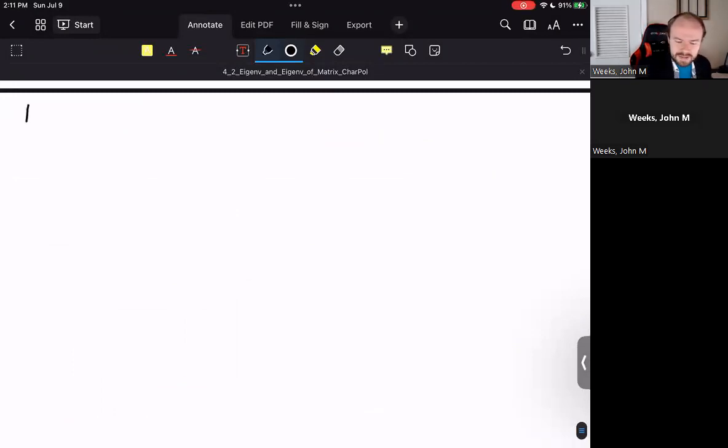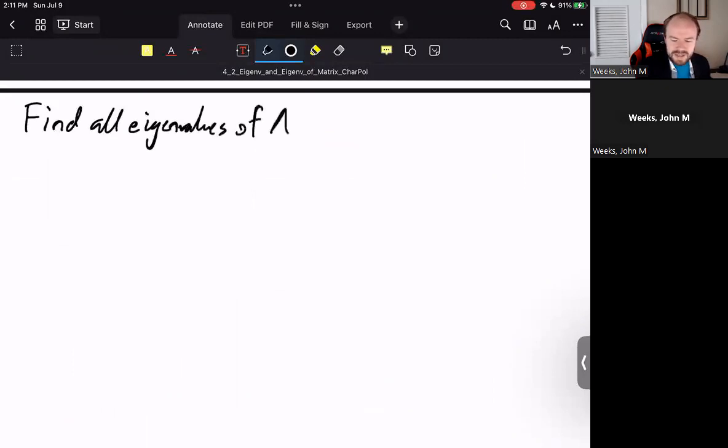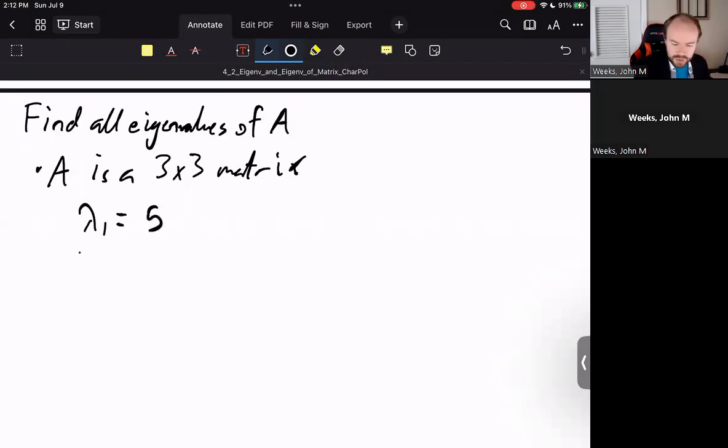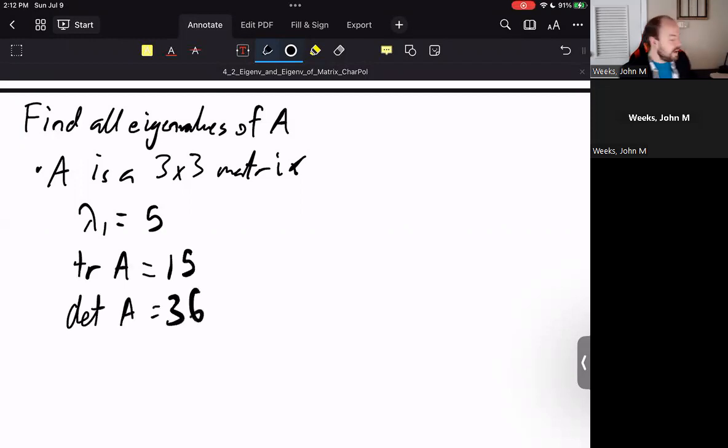Let's try and find all eigenvalues of the following matrix A. Here, we're not going to be given the matrix A. Instead, we're just going to be given that A is a 3 by 3 matrix. We're going to be given that we have one eigenvalue of it, that lambda 1 is 5, that the trace of A is 15, and that the determinant of A is 36. Let's see if we can find all the eigenvalues of this matrix A with this information.